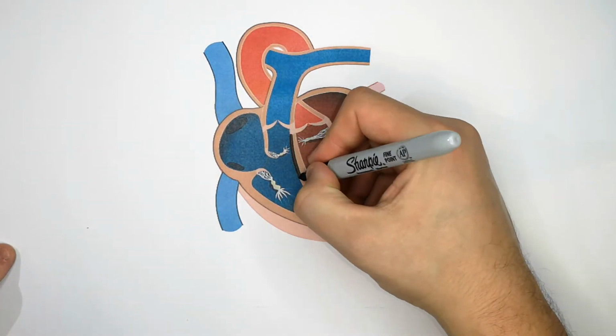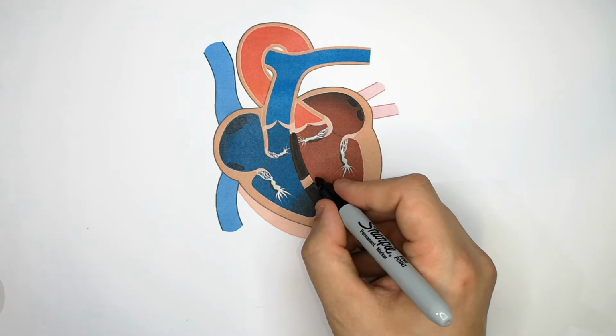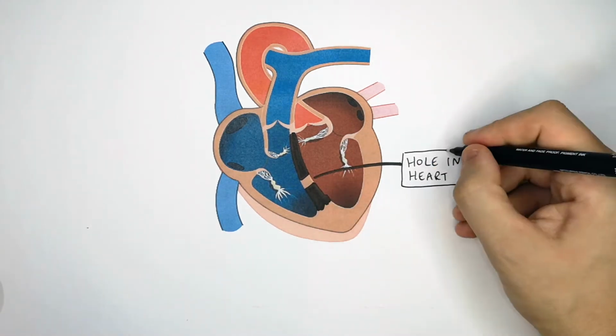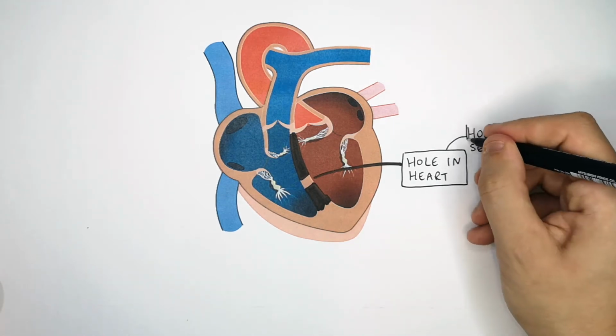I'm now drawing a hole in the septum. This here is the hole that exists in the septum between the left and right side of the heart. So it's the hole in the septum.